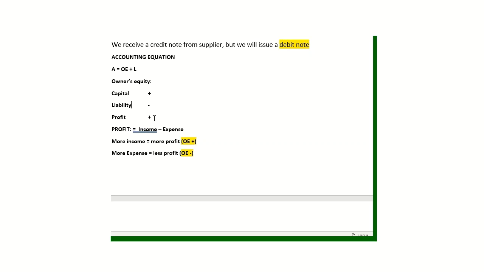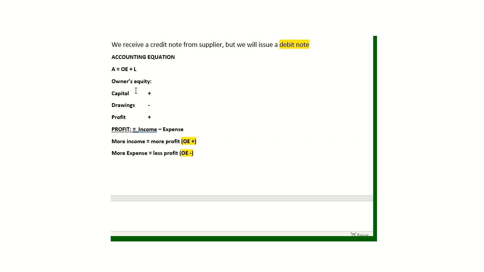Okay, that is not liability, that is drawings. The second part is whatever the owner took out of the business, and that is his drawings. The more drawings he's got, the less owner's equity he will have. So if his drawings increase, his equity will decrease. The third component of owner's equity is profit. The more profit he makes, the more money he will have, so the more equity he will have.